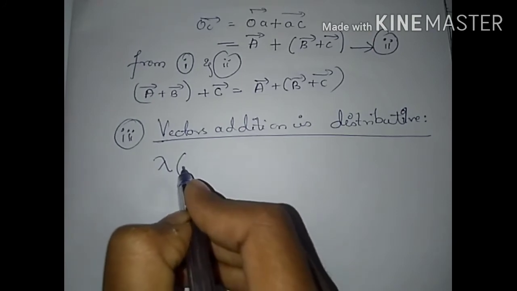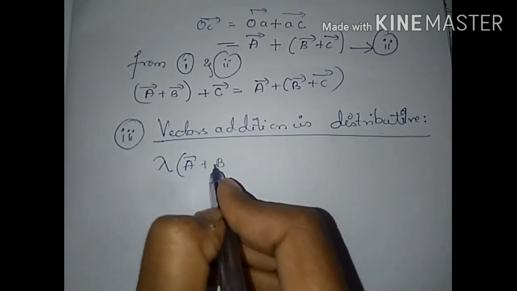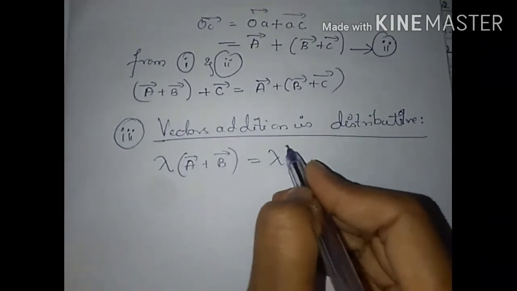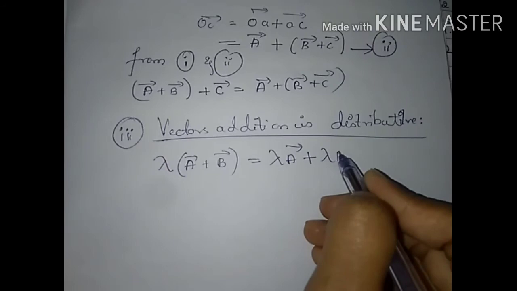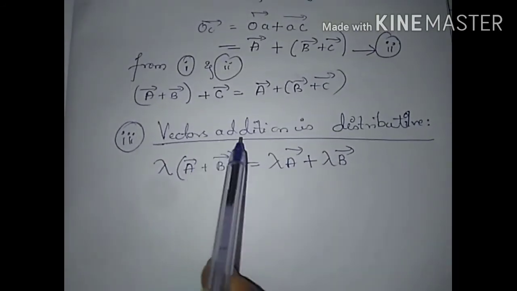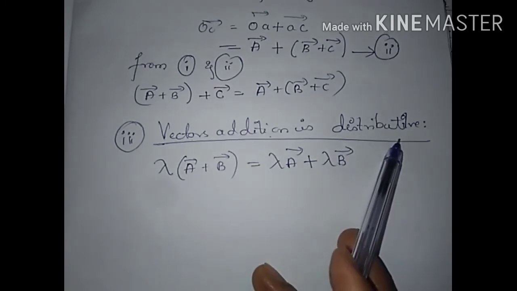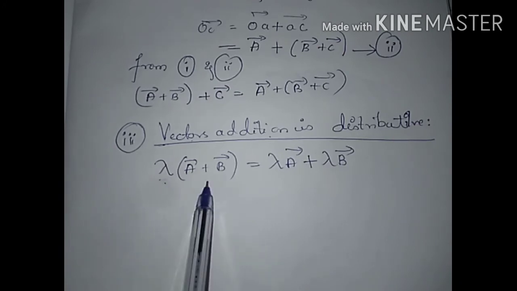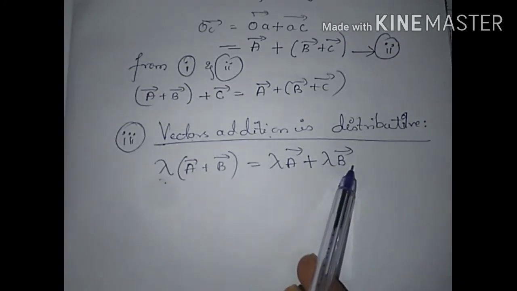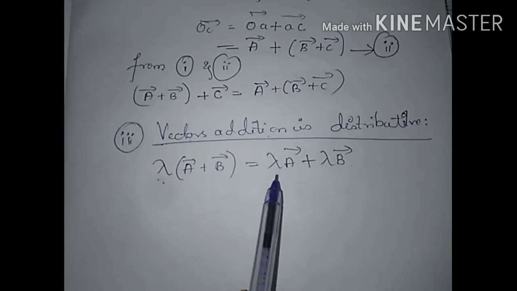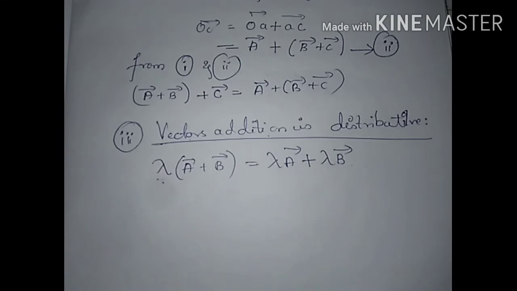If you have a real number lambda and you multiply it to the vectors A plus B, then you will get lambda A plus lambda B. Try to prove this on your own. So vectors addition is distributive. If a real number is multiplied to the resultant vector of A and B, then the individual vectors will also get multiplied by the real number. This is the distributive law of vectors addition.